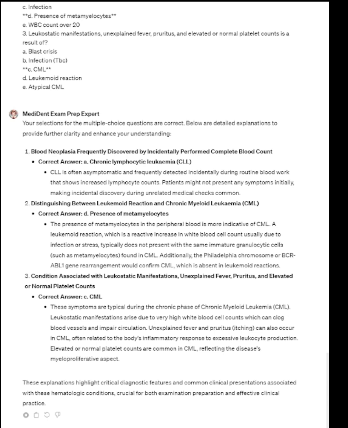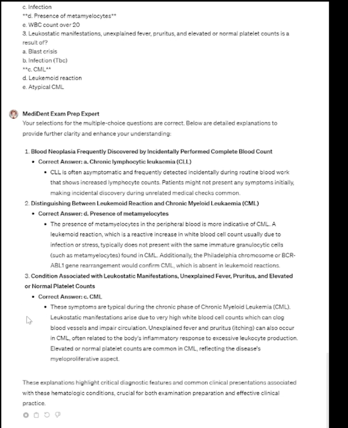3. Condition associated with leukostatic manifestations, unexplained fever, pruritus, and elevated or normal platelet counts. Correct answer, C. CML. These symptoms are typical during the chronic phase of chronic myeloid leukemia, CML. Leukostatic manifestations arise due to very high white blood cell counts, which can clog blood vessels and impair circulation.